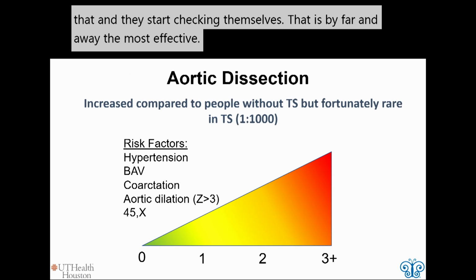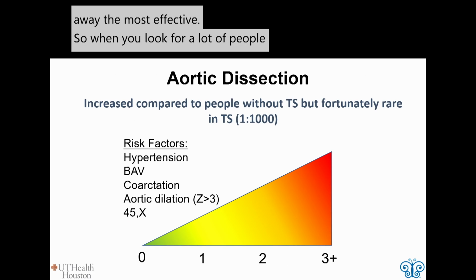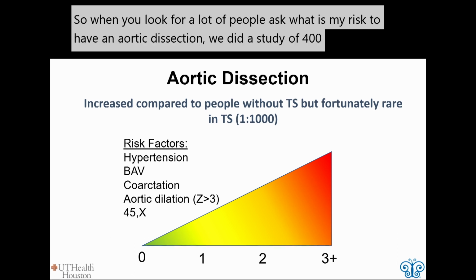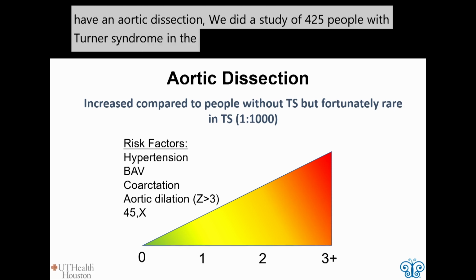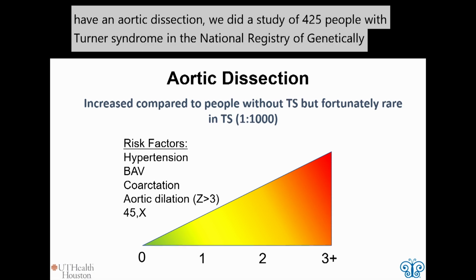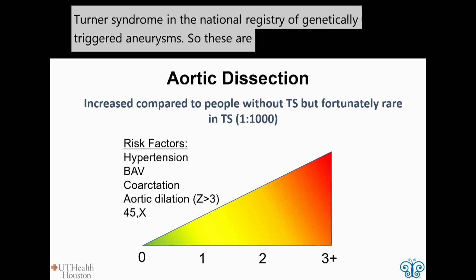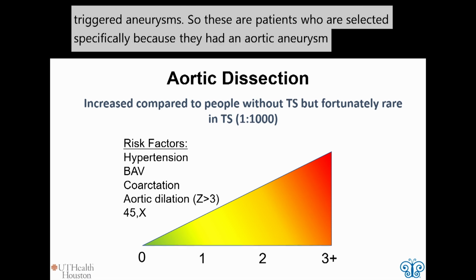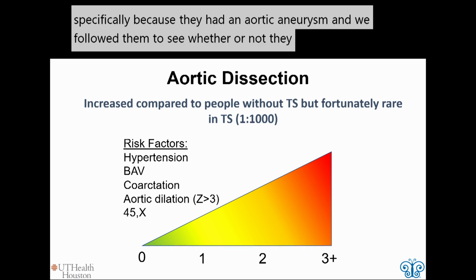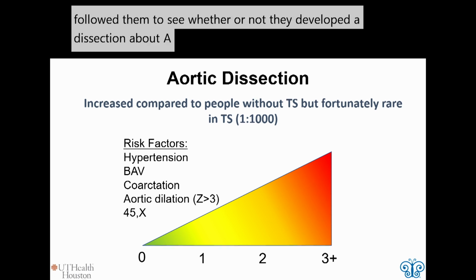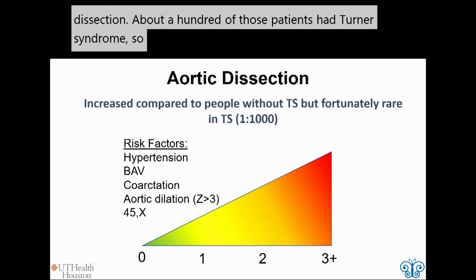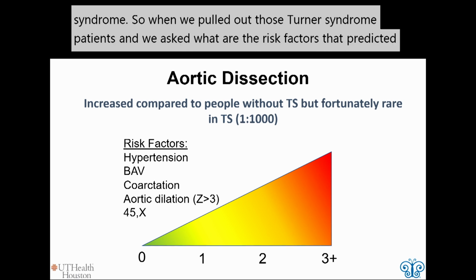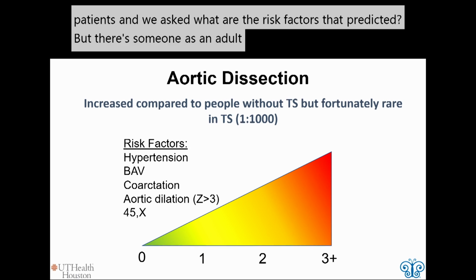So a lot of people ask, what is my risk to have an aortic dissection? We did a study of 425 people with Turner syndrome in the National Registry of Genetically Triggered Aneurysms. So these are patients who were selected specifically because they had an aortic aneurysm, and we followed them to see whether or not they developed a dissection. About 100 of those patients had Turner syndrome. So when we pulled out those Turner syndrome patients and we asked, what are the risk factors that predicted whether someone as an adult will develop an aortic dissection?